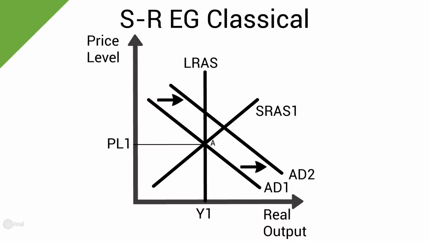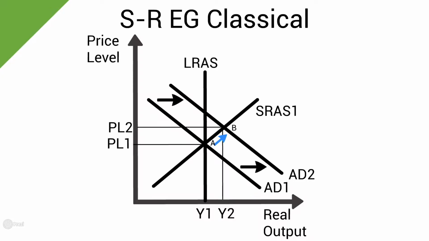This causes the economy to be in a new equilibrium at point B, with a greater level of output and a higher price level. The increase in output from Y1 to Y2 can be seen as short-run economic growth. This is short-run economic growth because in the short run, firms and factors of production are willing to supply more goods and services to the market.